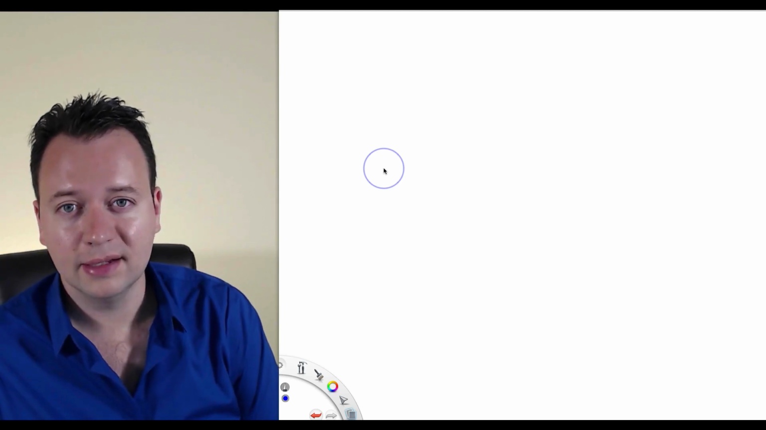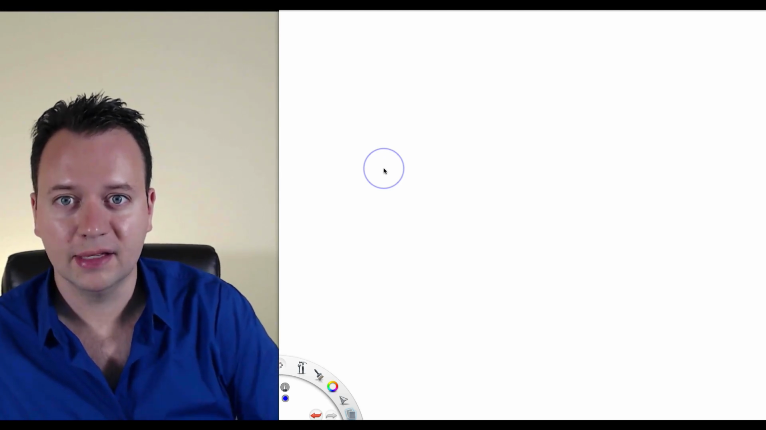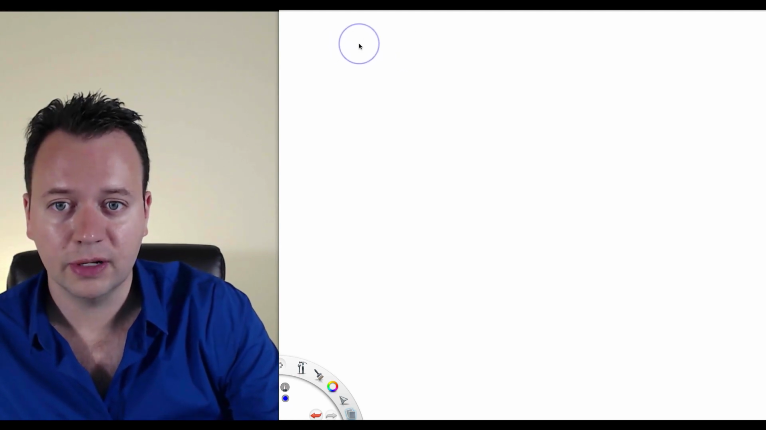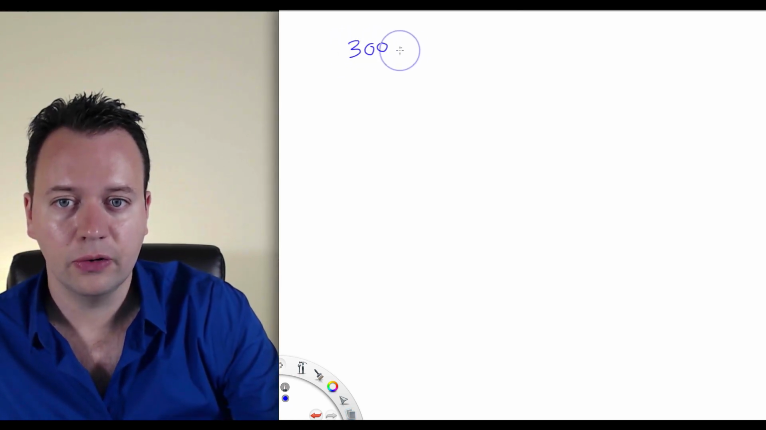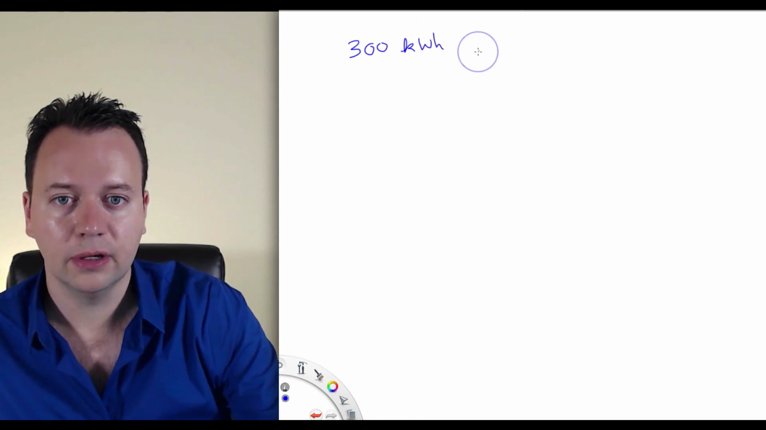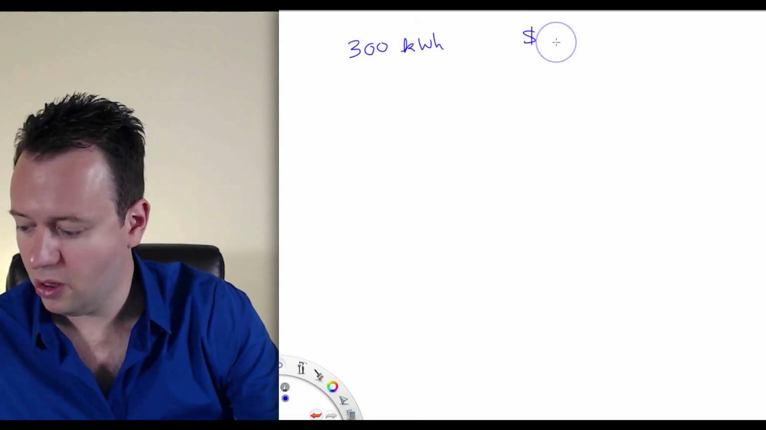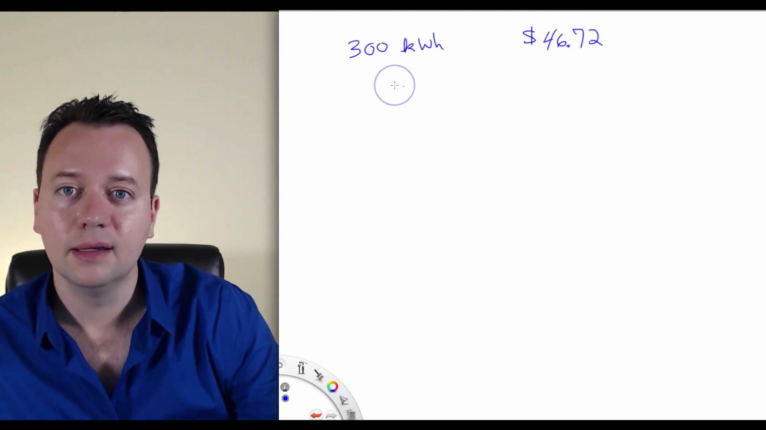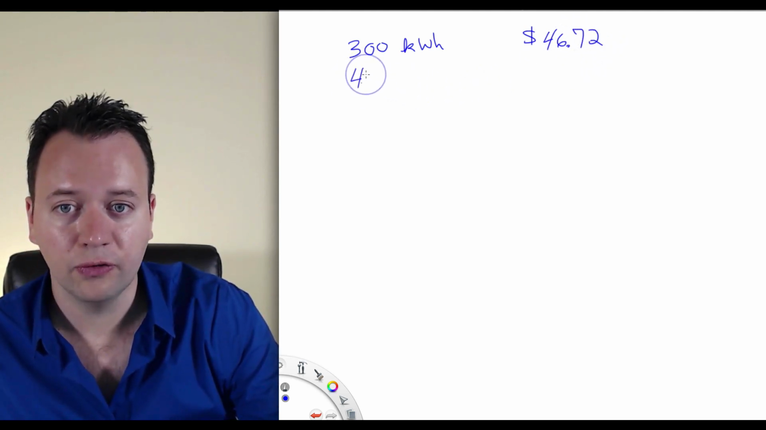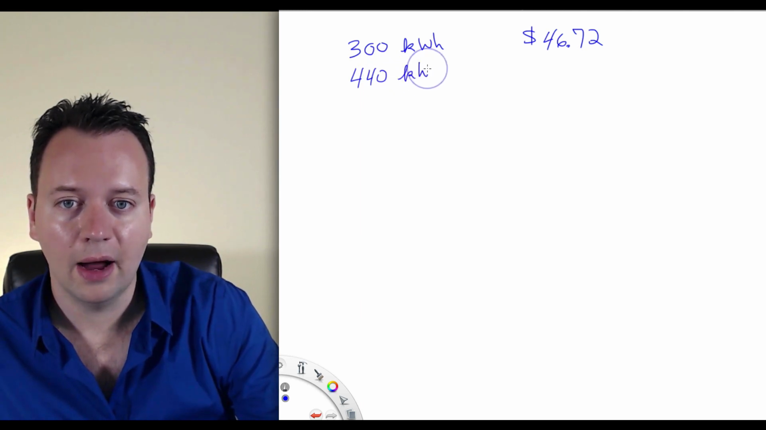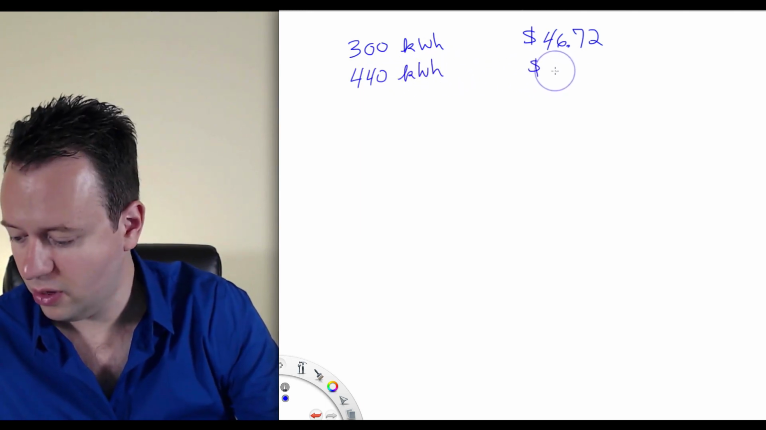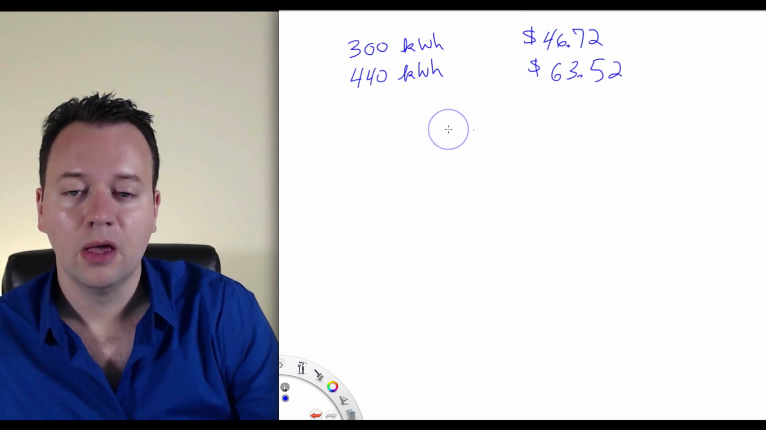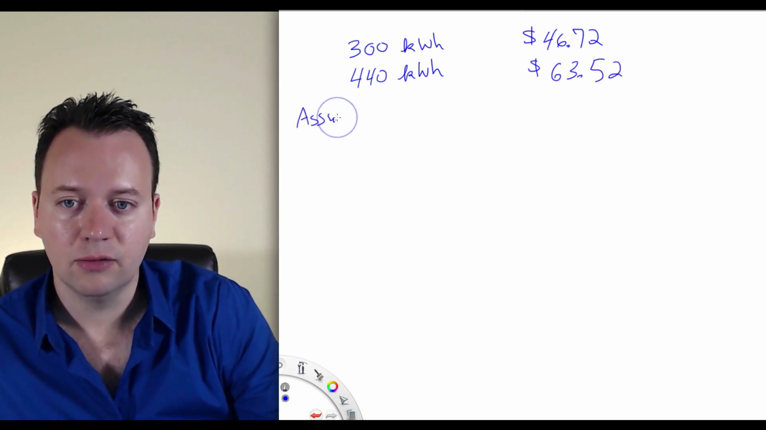In this example, we consider the electric bill of two families in the same neighborhood. The first family consumes in a given month 300 kilowatt hours of electricity, and their bill comes to $46.72. The second family consumes 440 kilowatt hours of electricity, and their bill comes to $63.52. So we can make several assumptions.